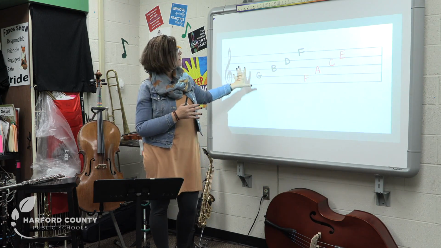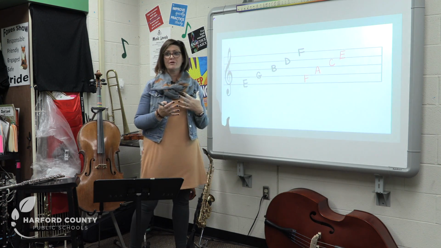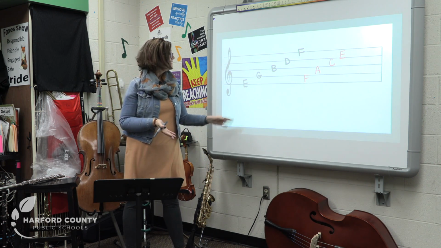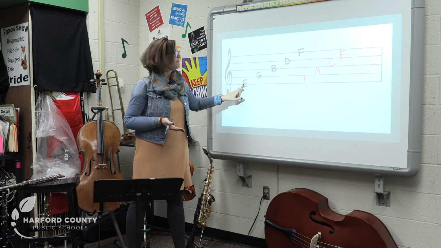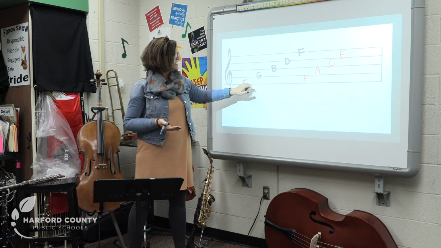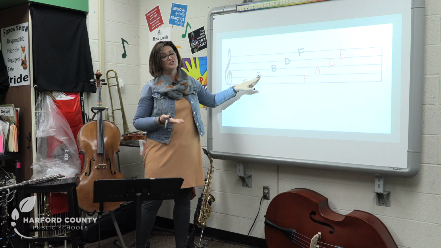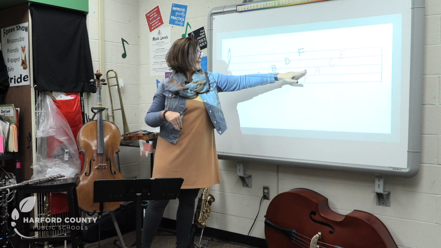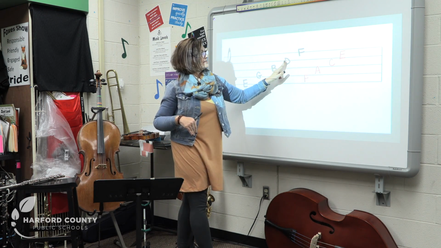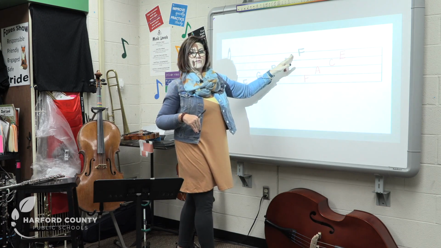Now the cool thing is, when I combine all of that, I am going through what we call our musical alphabet. So if I start on the letter E of my alphabet, I'm doing E, F, G. Now our musical alphabet does not go past G, so we start it back over. A, B, C, D, E, F.